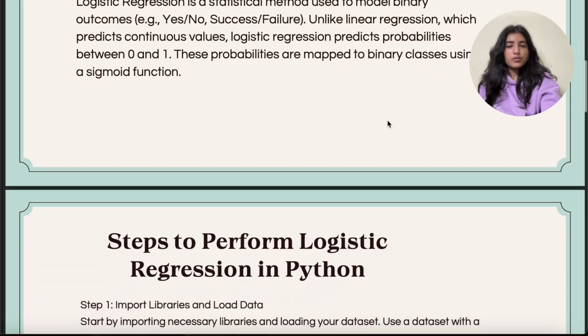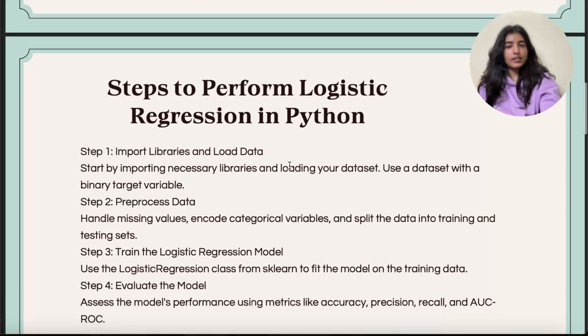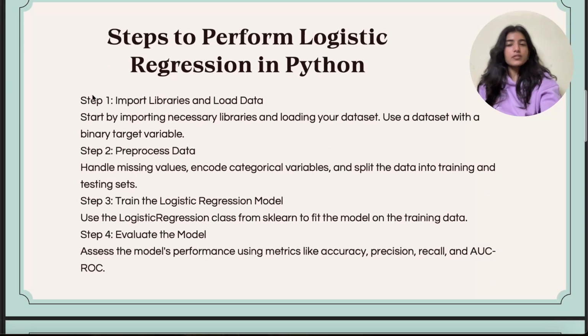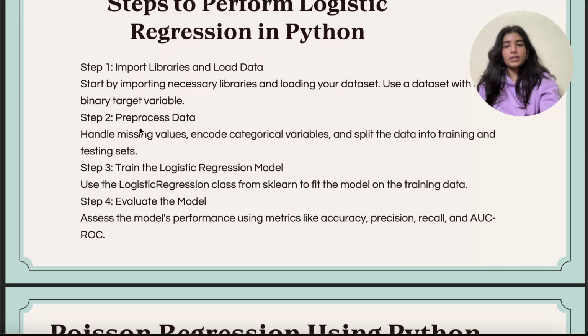Here are the steps to perform logistic regression in Python. First we will import libraries and load data. We'll start by importing necessary libraries and loading your data. Use a dataset with a binary target variable. Then we will pre-process the data. We will handle missing values, encode categorical variables, and split the data into training and testing sets.